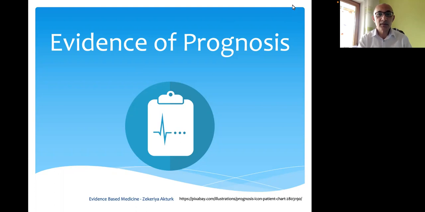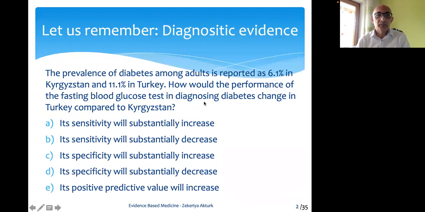Today's topic is the appraisal of the evidence of prognostic articles, the evidence of prognosis. Last time, we discussed the diagnostic evidence, and here is one relevant question. See whether you are capable of giving a correct answer. If not, please refer to the previous presentation. The question would be something like this.